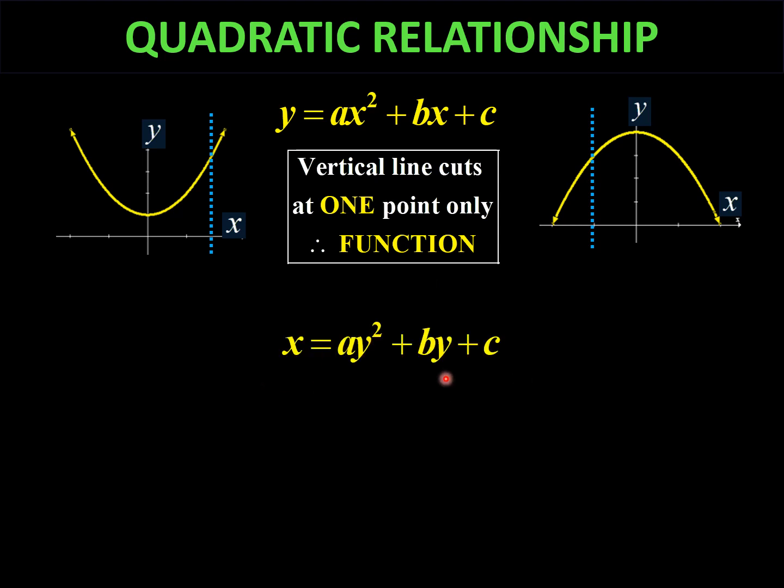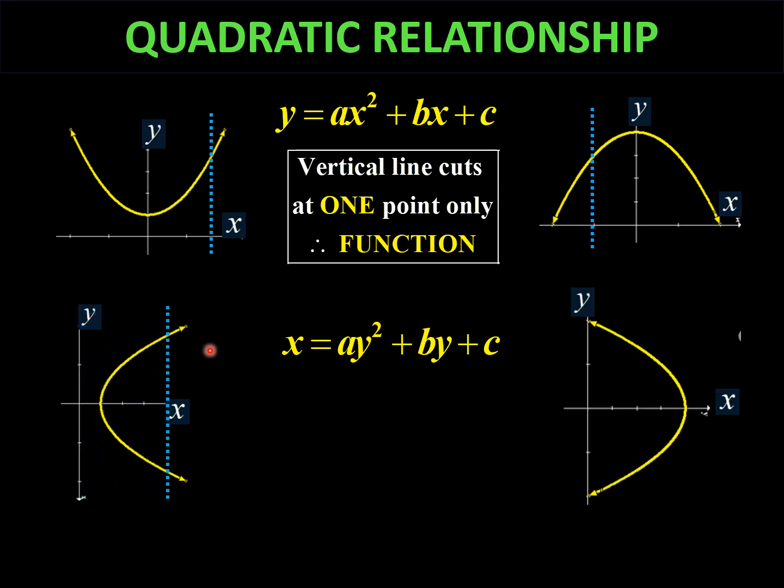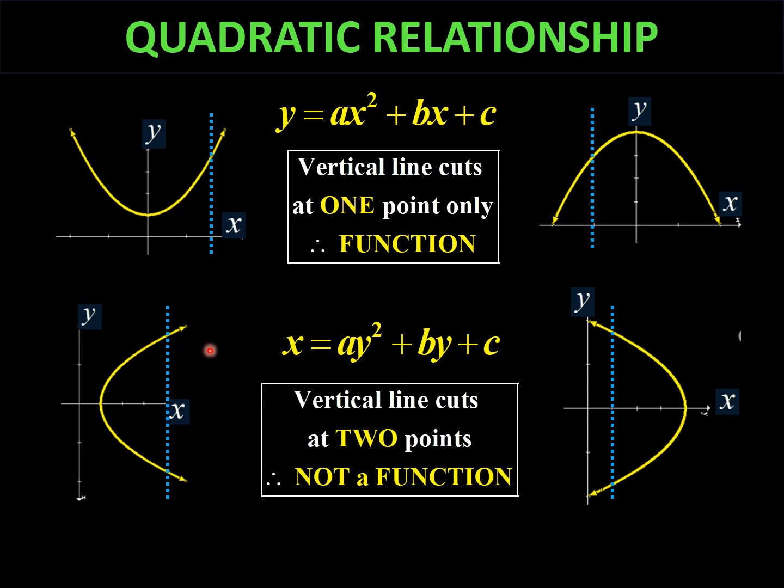But let's look at this version of it. Here I have x equal to ay squared plus by plus c. You see there y is the subject, here x is the subject. And the representation of that will be this representation here. Let's apply the vertical line test to that graph there. As you can see, it cuts twice, right? And if I have this version of it there, let's use the vertical line test again, also cuts twice. Therefore, this here does not represent a function.